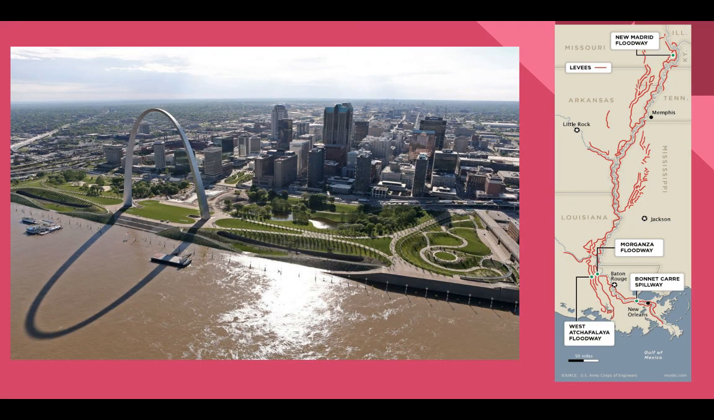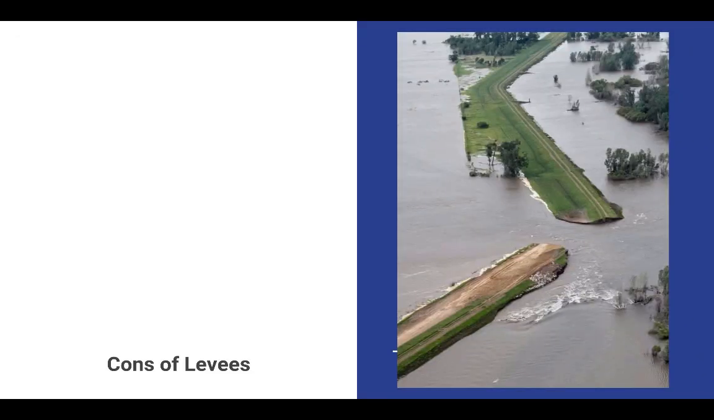And you can see here on the map on the right, essentially the entire river is levied off, again preventing it from flooding over. And even major cities like St. Louis and New Orleans are protected by these levees. But again, as we know, there are costs, there are benefits, and there are cons to all things in life.